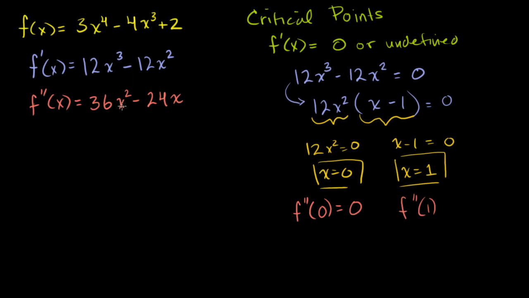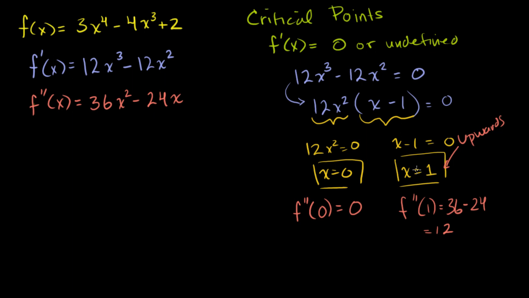So that's 36 times 1. Let me write it down. That's equal to 36 times 1 squared, which is just 36, minus 24 times 1. So it's 36 minus 24. So it's equal to 12. So this is positive. Our second derivative is positive here. It's equal to 12, which means our first derivative, our slope, is increasing. The rate of change of our slope is positive here. So at this point right here, we are concave upwards. Which tells me that this is probably a minimum point, right? The slope is 0 here, but we are concave upwards at that point.